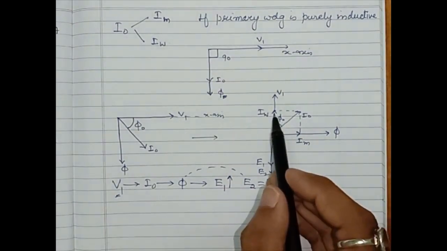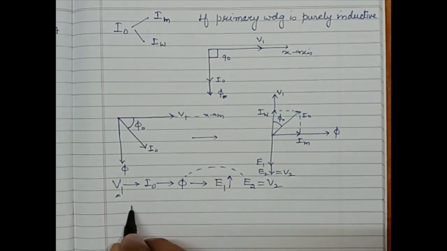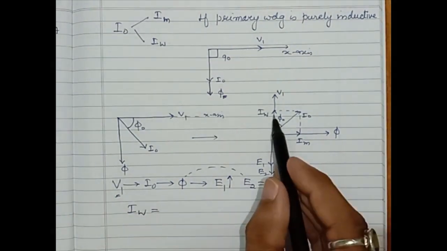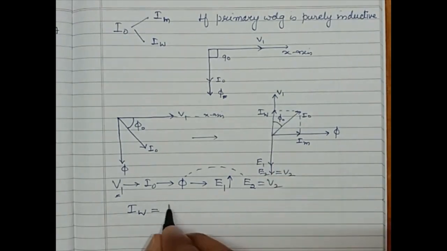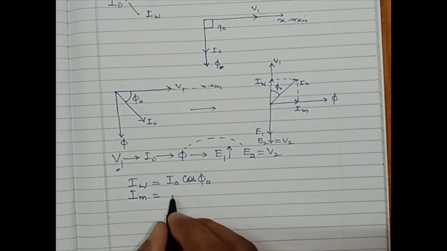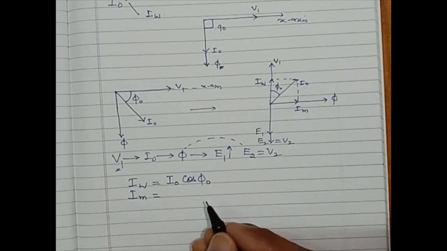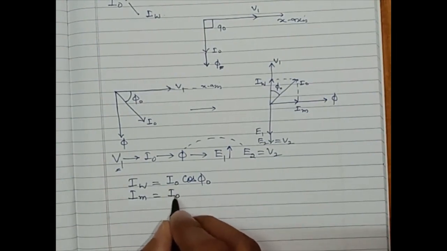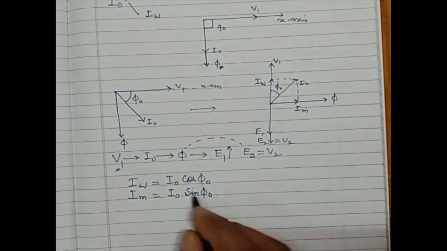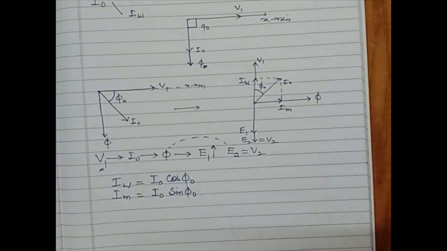Now Iw is the working current. If we resolve into components, Iw is I naught cos phi naught. Similarly, Im, the magnetizing current, which in some texts is given as I mu, is I naught sine phi naught. This is the basic concept of the resolution of vectors.